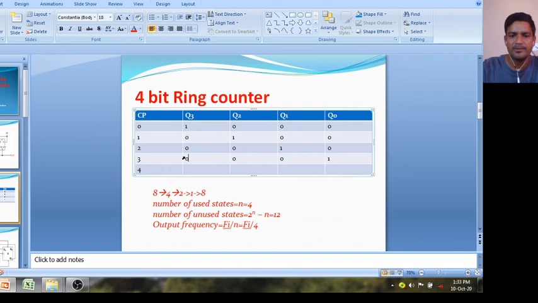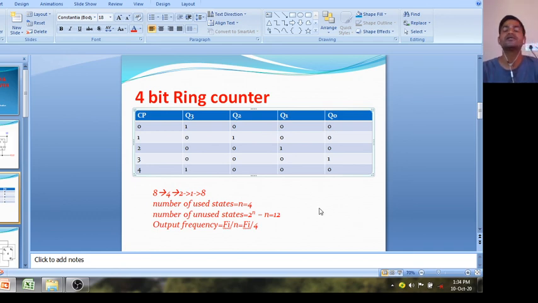Now after applying 4 clock pulses, this 0 is shifted here, this 0 is shifted here, this 0 is shifted here. Now this 1 will come here. From here you can analyze. Okay, total number of used states are what? Means after 4 clock pulses. After 4 clock pulses we are getting the same pattern, 1000, which was initially there before applying the clock pulse.